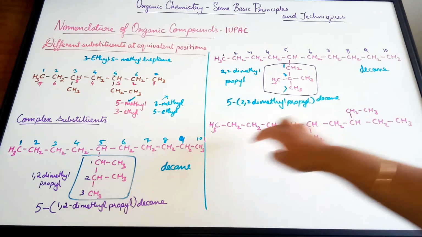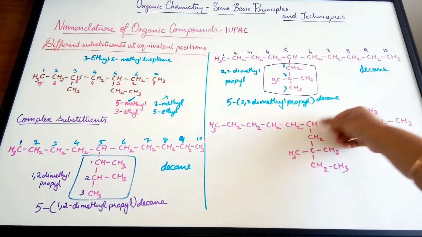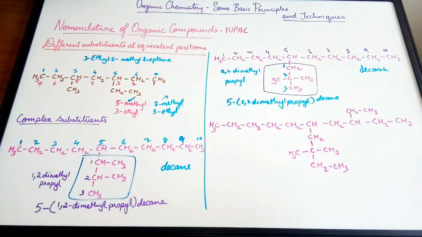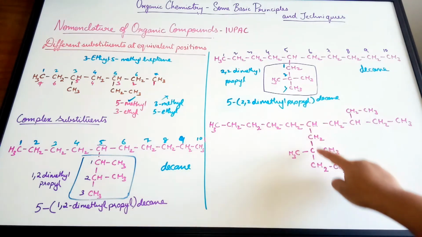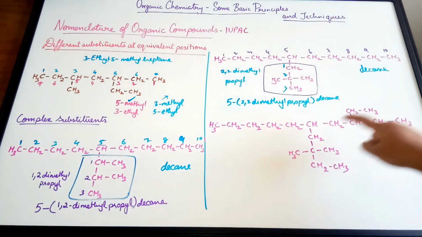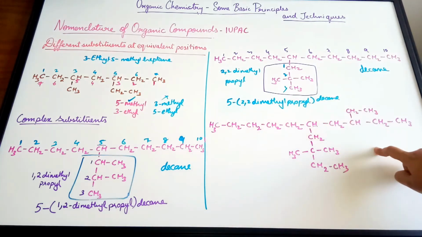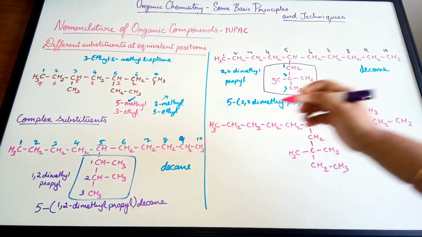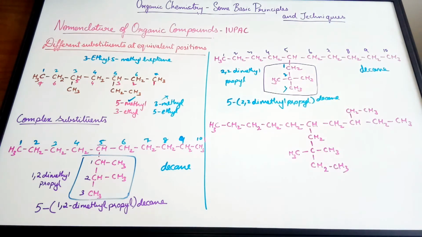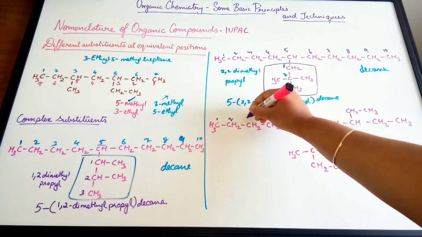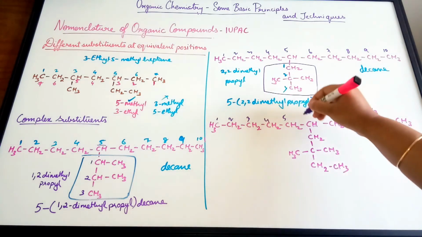Now if you take the straight chain, you only have two substituents, this one and this one. But based on the longest chain rule that we studied, if you have two possibilities with the same number of carbon atoms, then we have to consider the one with the maximum number of substituents. So we will be considering this chain because it has 1, 2 and 3 substituents.